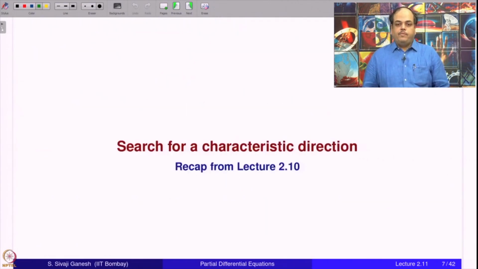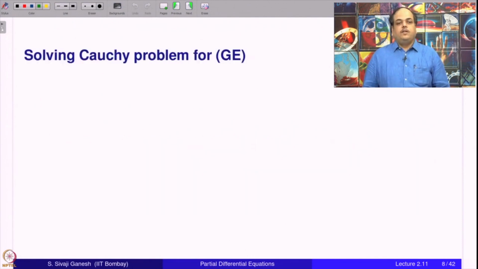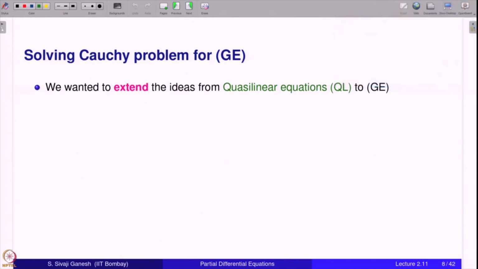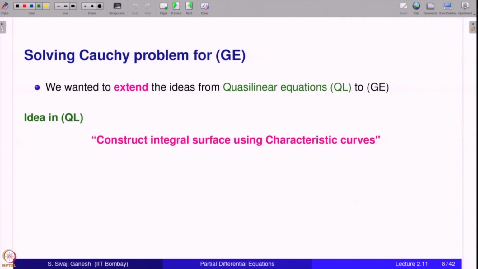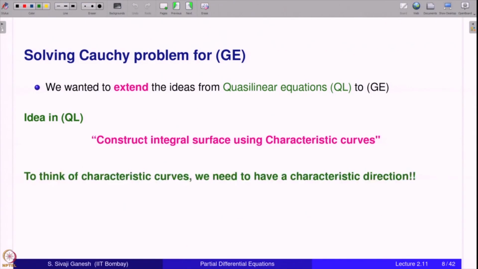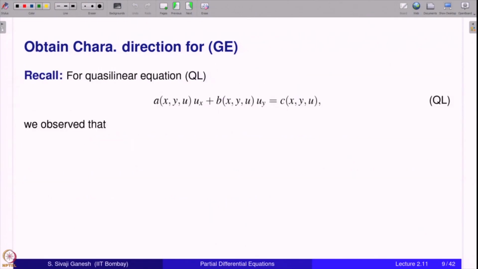Now, let us recap from the last lecture the search for a characteristic direction. We wanted to extend the ideas from quasi-linear equations to general equations. The idea in quasi-linear equations was to construct an integral surface using characteristic curves. To think of characteristic curves, we need to have a characteristic direction. So, how do we obtain a characteristic direction for GE? That is the question. Recall, for quasi-linear equations, the equation gave us a characteristic direction.